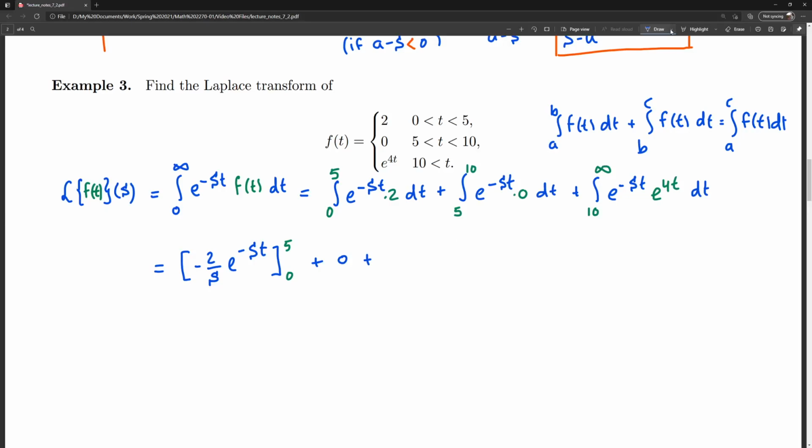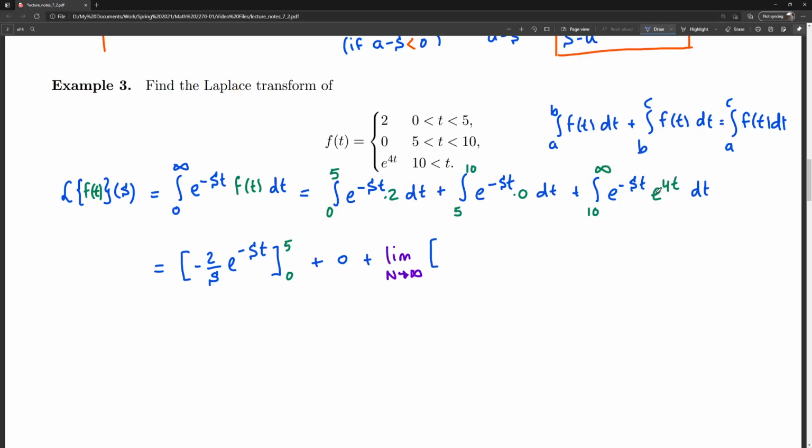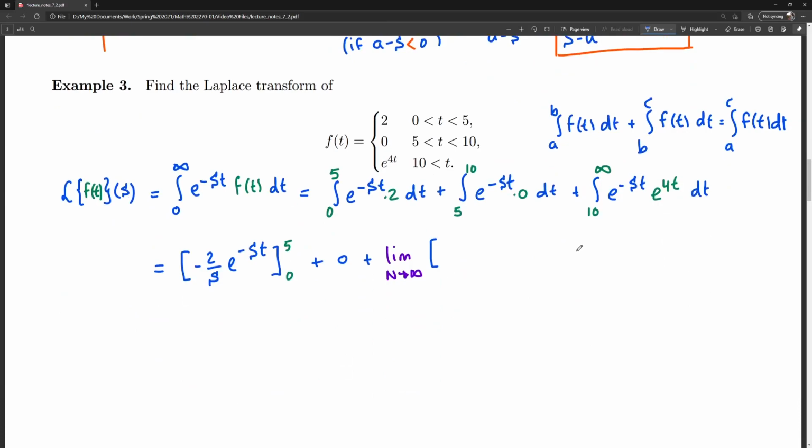Okay, and then the last part, that's an improper integral. So we'll have to introduce our n goes to infinity limit. And then we take the antiderivative of this function, and we're going to apply that same trick we did in the previous problem, where we're combining those two exponential functions, and we'll get that this function is e to the power 4 minus s times t. And that is just this function here. And in order to get the correct antiderivative, we have to divide by 4 minus s.